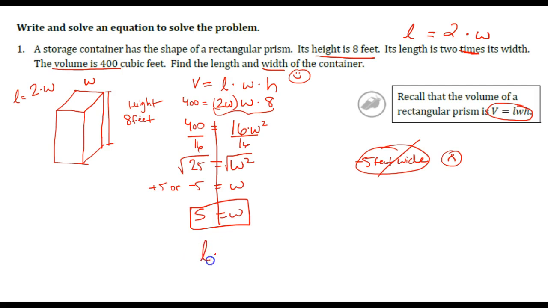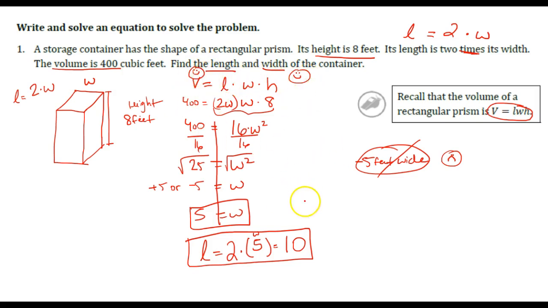And they said length is twice my width, which was 5. And 2 times 5 would be 10. So my length is 10 feet, my width is 5 feet. I have found both of the things they asked me to do. Double happy face. Let's move it right along.